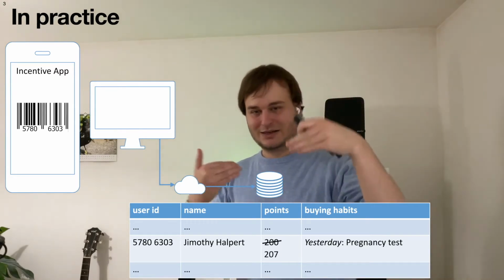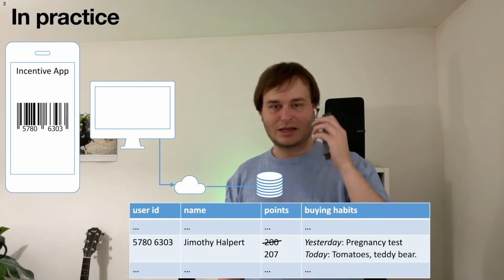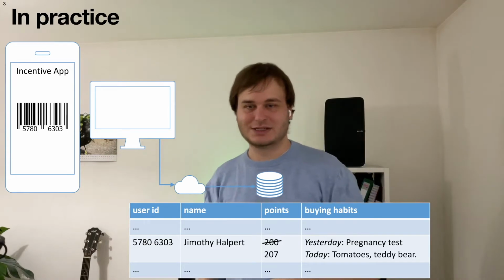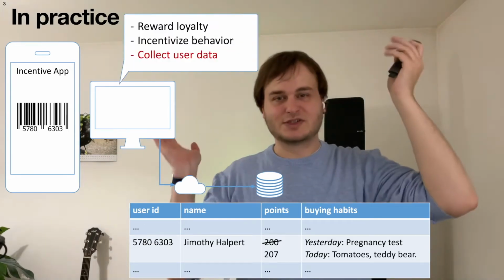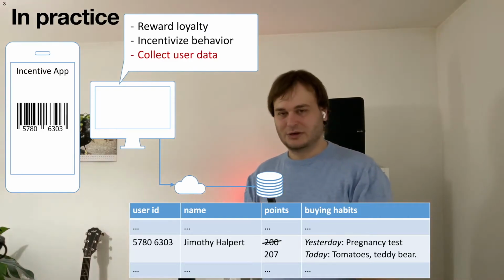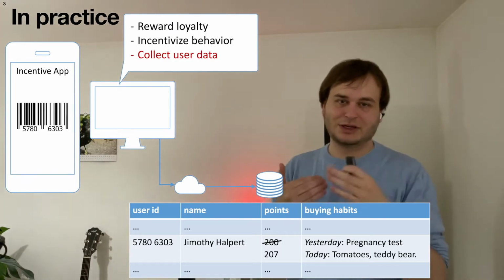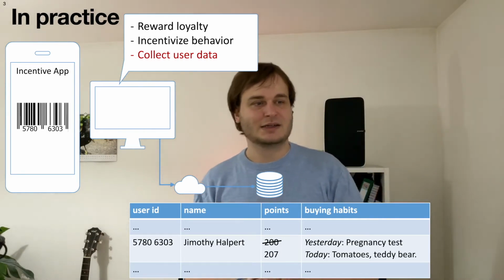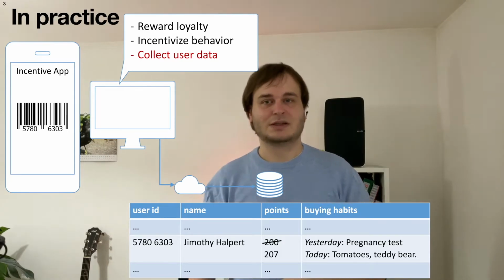So every time I get new points, they would just update this database. But obviously, this has some privacy implications, which we don't want. Why do stores do this? Well, basically, they want to reward customer loyalty. So basically, come shop at my store, because if you shop here, you will get more and more points and you will get closer and closer to your rewards. So it incentivizes people to shop here.